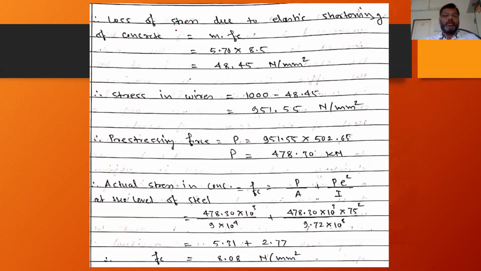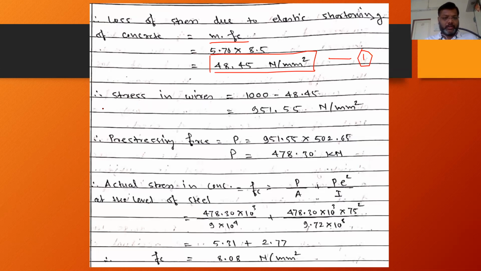So loss due to shortening of concrete will be equals to m into Fc. So put these values. 5.70 is the modular ratio. Fc we have calculated. So the loss due to elastic shortening comes to 48.45 Newton per mm square. So let us consider this as 1. Okay, first loss.